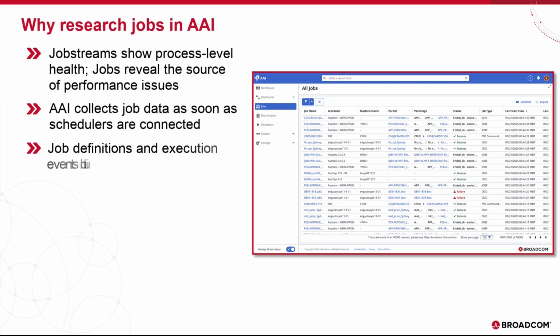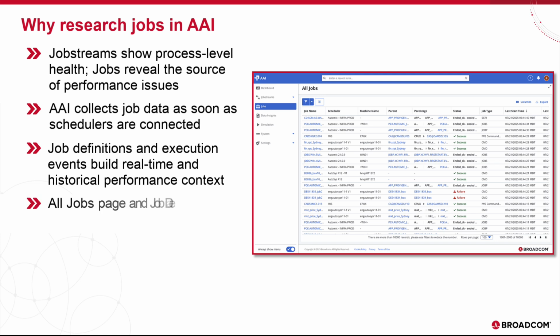This data is used to build a chronology of executions and to calculate the performance metrics of your jobs in AAI. While this data is surfaced across multiple features in AAI, the All Jobs and the Job Details pages are your primary source for in-depth investigation. We will explore the Job Details page in a different video. For now, let's focus on how to search for and filter jobs using the All Jobs page in AAI.